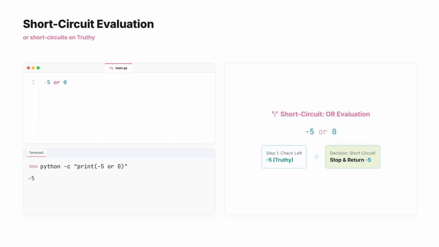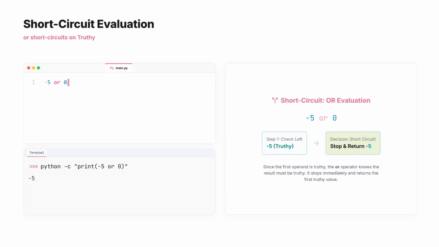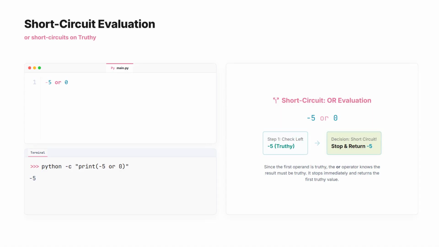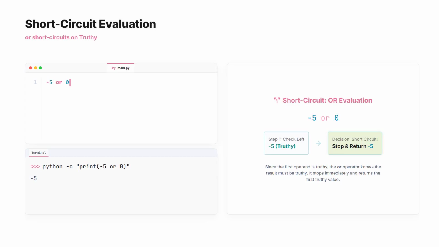Now consider -5 or 0. Since -5 is already truthy, Python immediately returns -5. This behavior is called short-circuit evaluation. It's used extensively in professional Python code for setting default values and avoiding unnecessary computations.